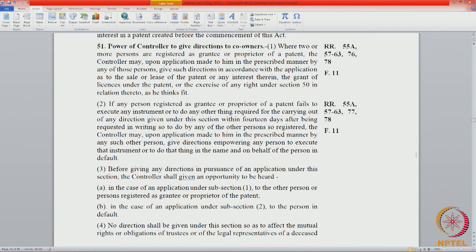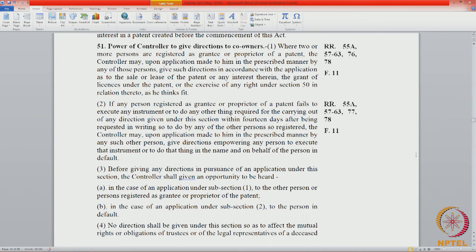Now, these directions can be with regard to sale or lease of a patent or any interest therein, the grant of licenses under a patent, or exercise of any right under section 50. To issue such a direction, one of the co-owners will have to make an application before the controller. The relevant form is Form 11, and the co-owner requests the controller to issue a direction.